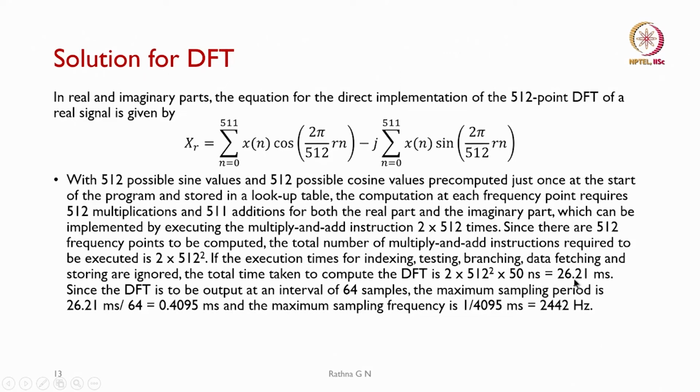Then this comes to about 26.21 milliseconds, and since 64-sample chunks are going at a time, we divide 26.21 by 64, which gives 0.4095 milliseconds to do the DFT for 512 length. The maximum frequency at which we can operate this circuit is 1 by 0.4095 milliseconds, which comes to about 2442 hertz, or 2.442 kilohertz. So this is with the DFT.